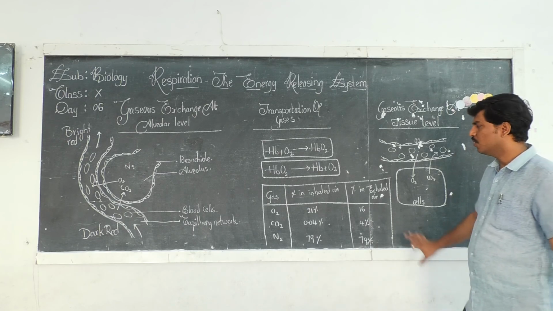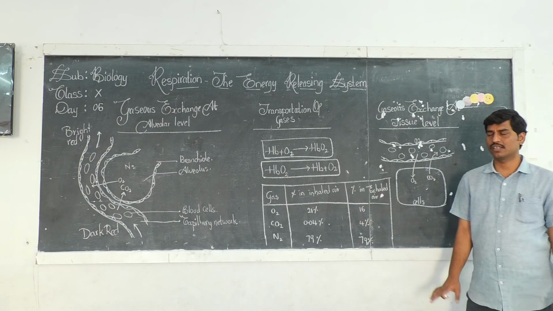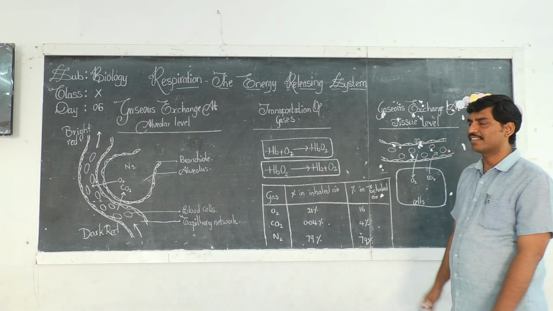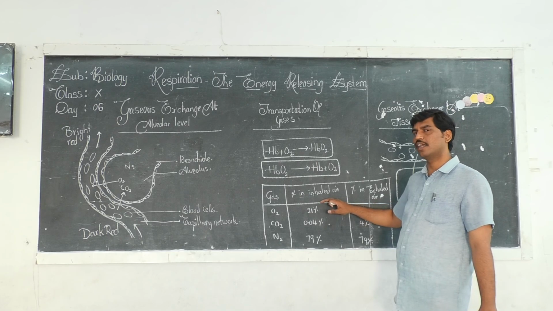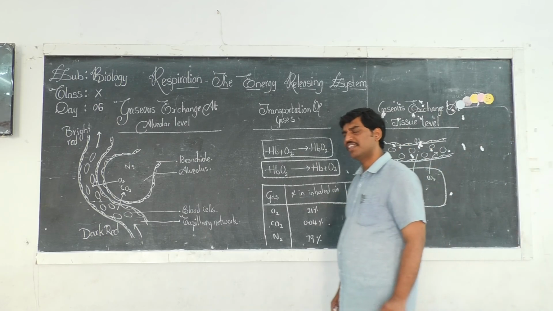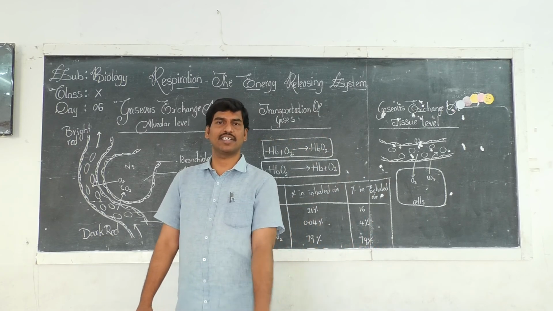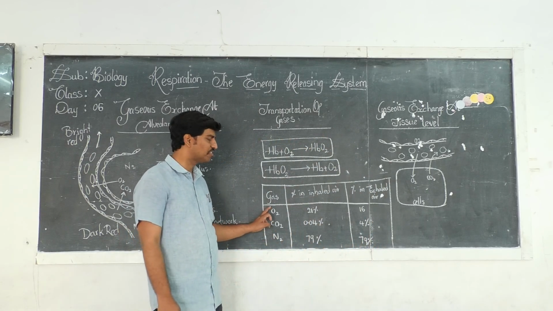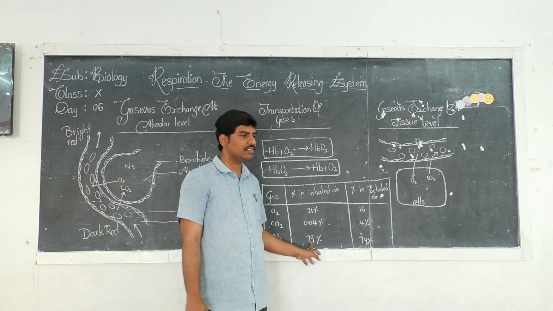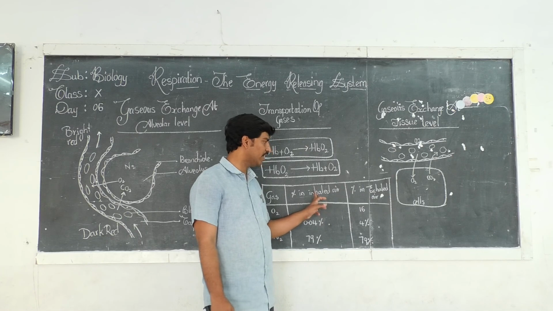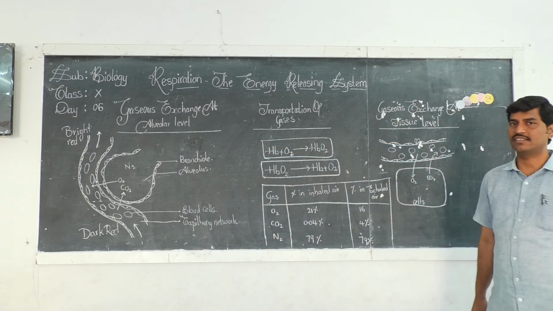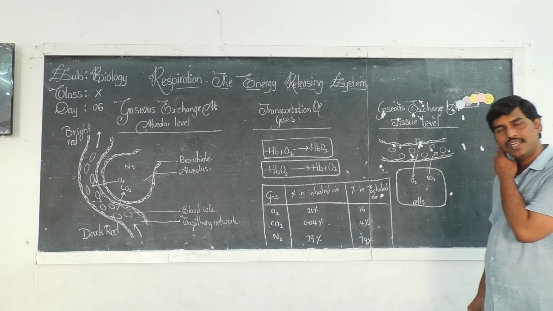Let us study a table where the percentage of gases is given for both inhaled air as well as exhaled air. You know that air is a mixture of gases, and mostly it contains nitrogen, oxygen and carbon dioxide. The nitrogen percentage in inhaled air is 79%, and in exhaled air also it is 79%.